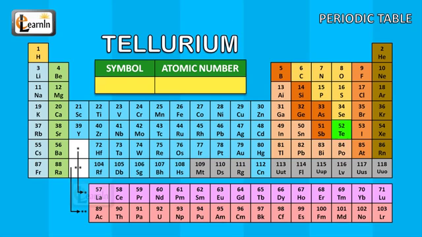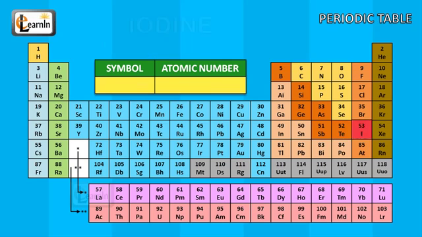The element tellurium is represented as Te and has an atomic number of 52. The element iodine is represented as I and has an atomic number of 53. The element xenon is represented as Xe and has an atomic number of 54.